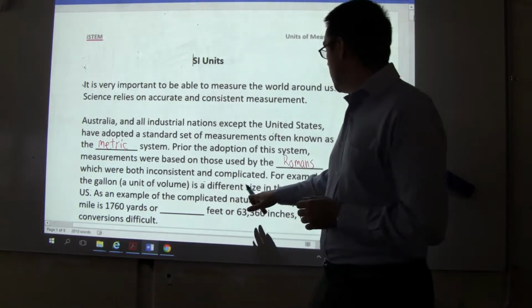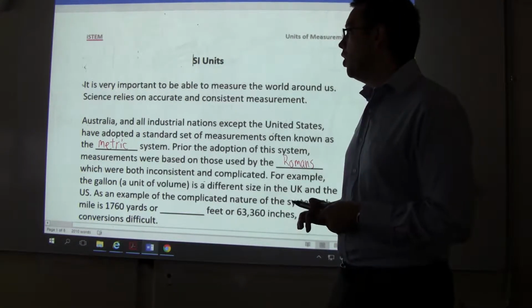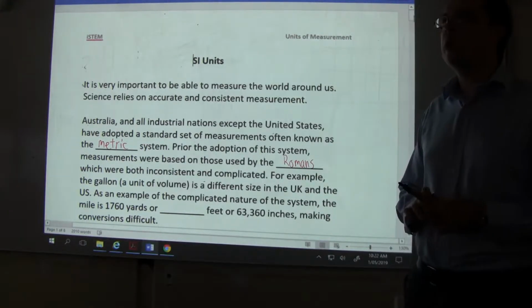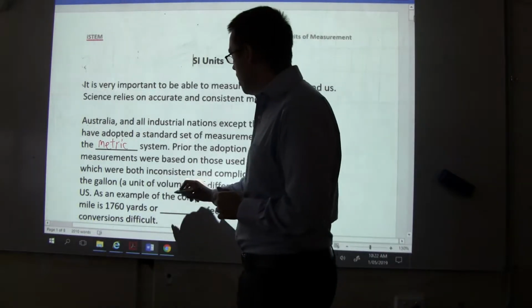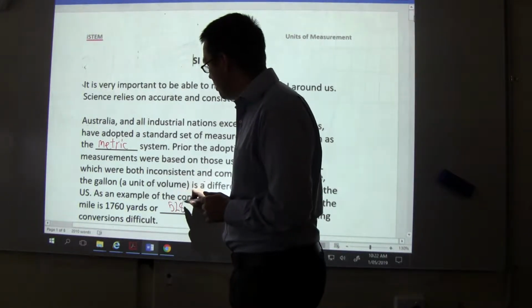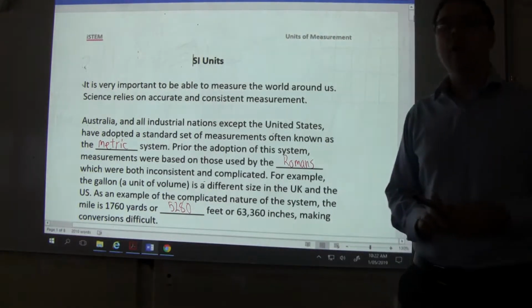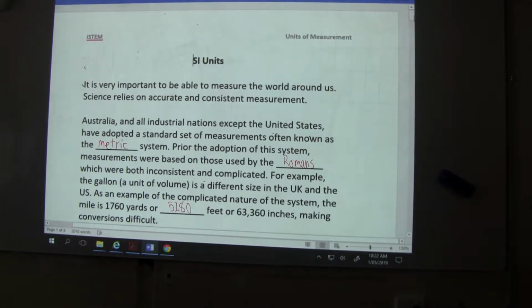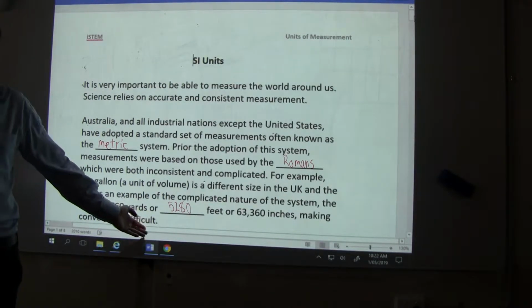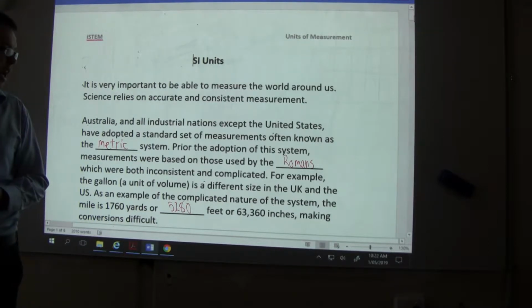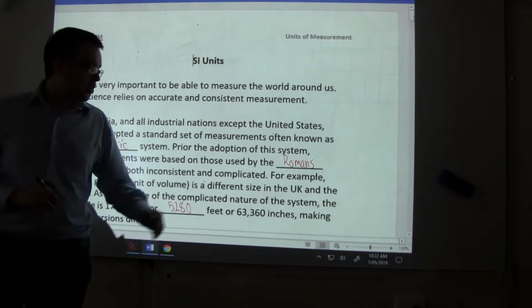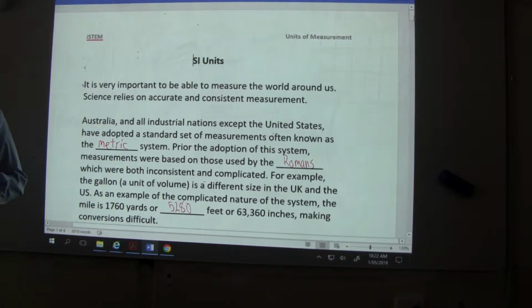An example of the complicated nature of the system is the mile, which is 1,760 yards, or, they say 5 tomatoes, so 5,280 feet. I'm not going to even check that because I'm too lazy, but I'm pretty sure it's 5,280 feet. The point is, I had to use 5 tomatoes as a way of remembering that, and I don't live in the imperial system, so for me it's a bit of an unusual number. It's this many inches, and it makes conversions very difficult.